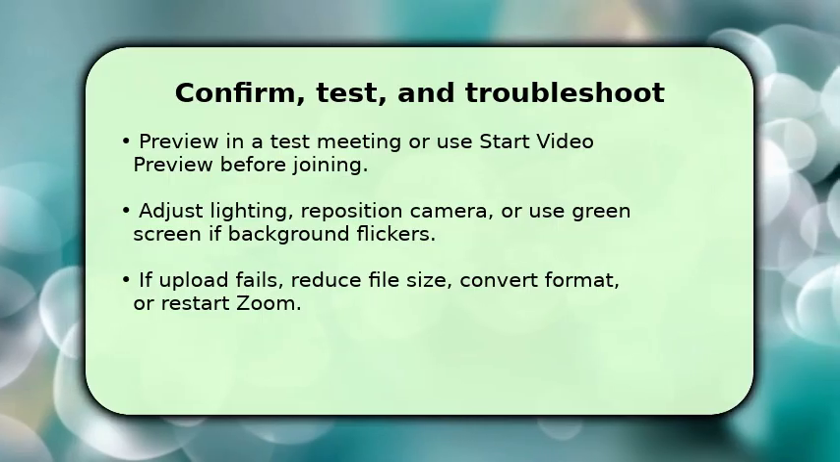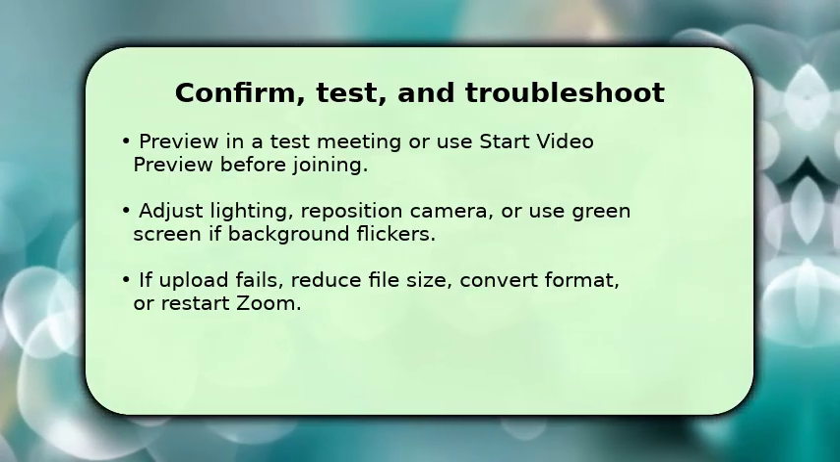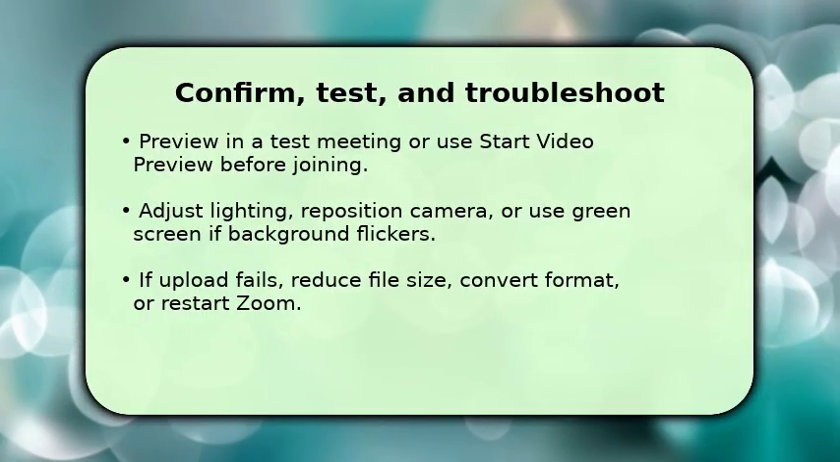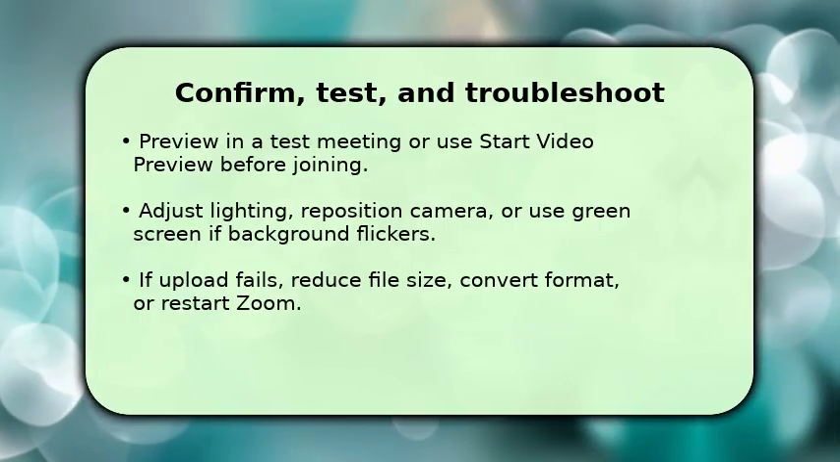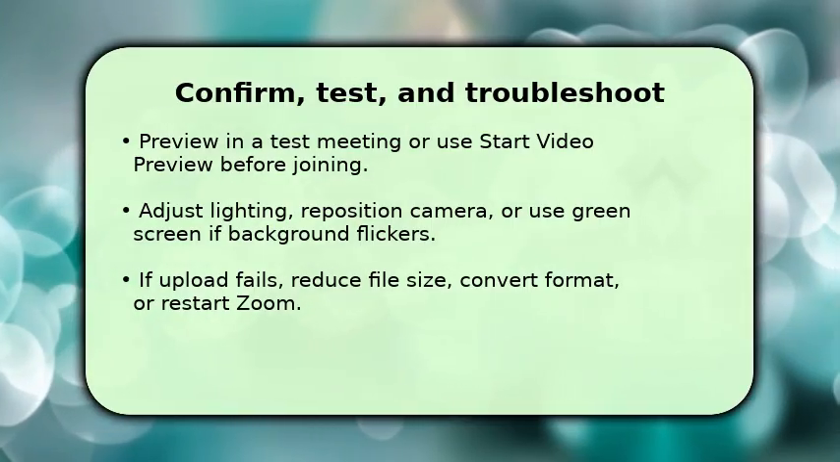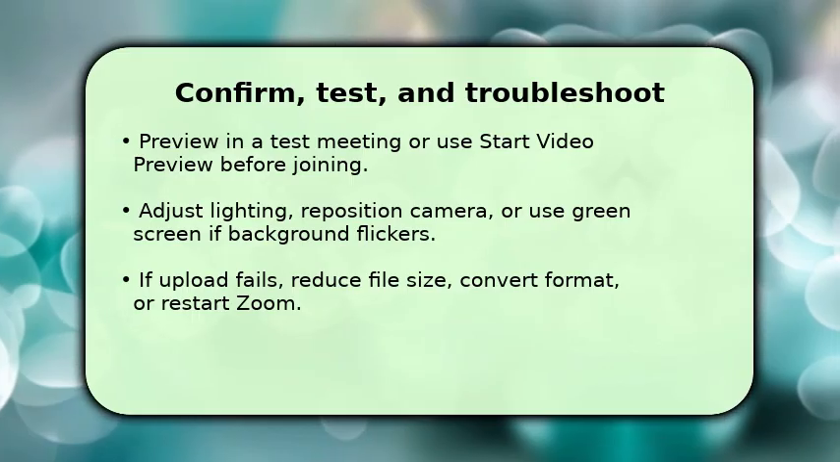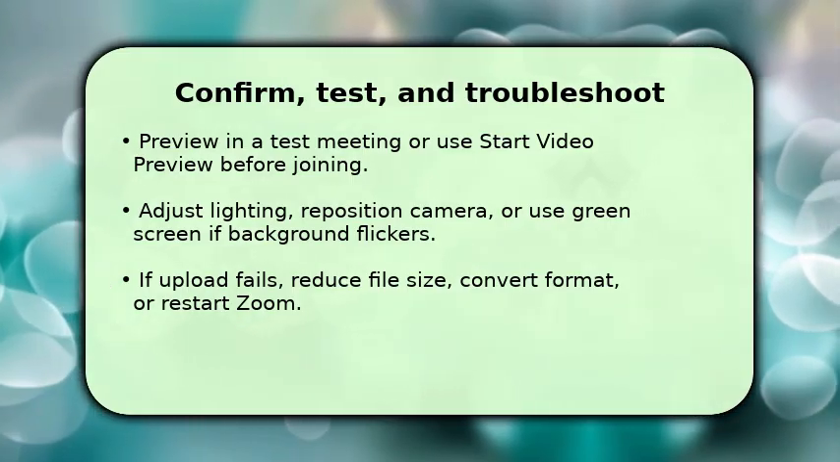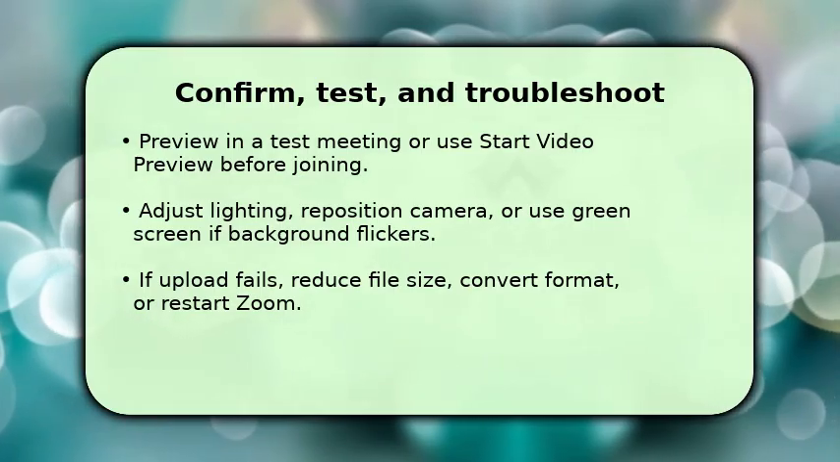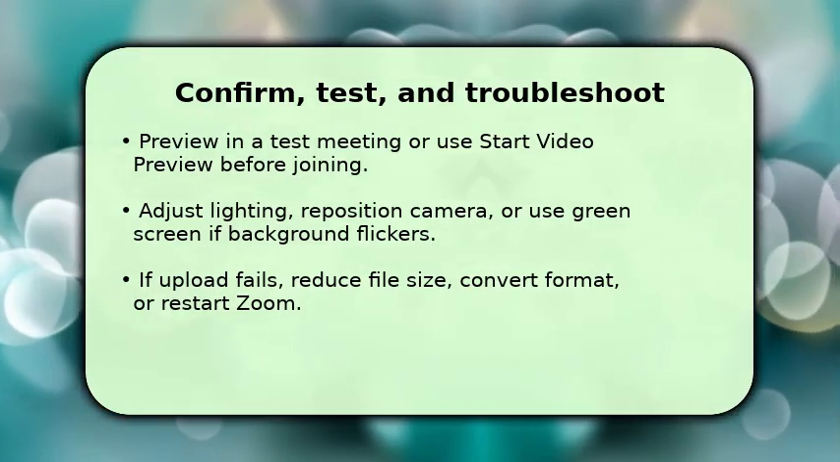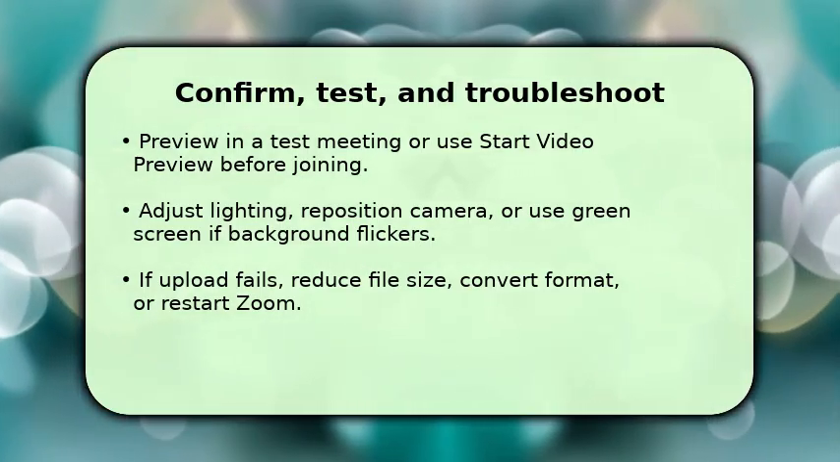Start a test meeting or use Start Video Preview. This shows how the crop, position, and colors appear to others. If the image flickers or parts disappear, make lighting brighter, move your camera back slightly, or enable a green screen for cleaner edges. If upload fails, reduce the file size, convert to PNG or JPEG, and restart Zoom. These steps resolve most stubborn errors and get you meeting ready quickly.